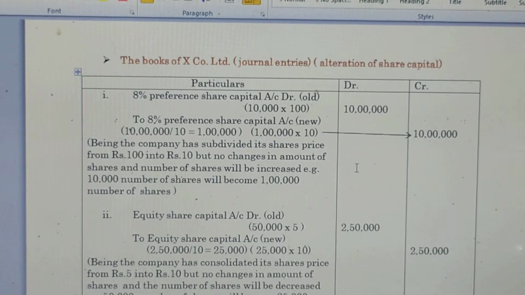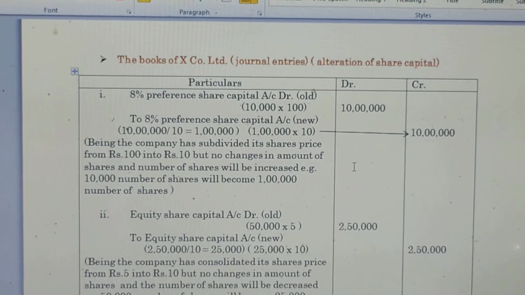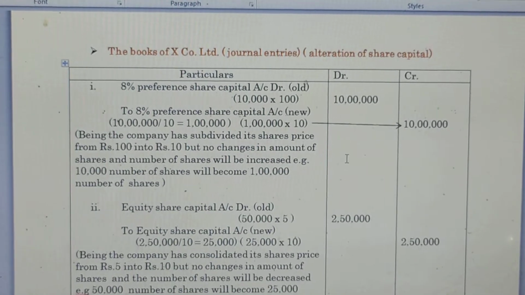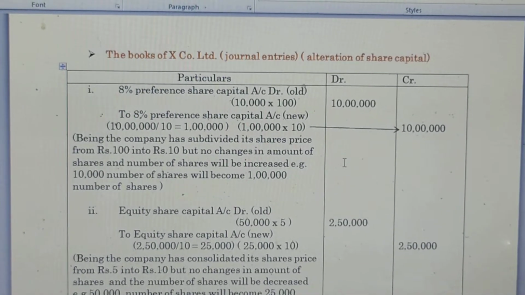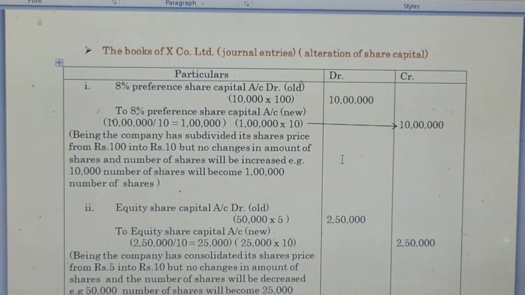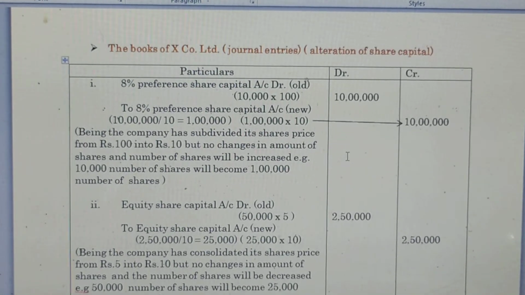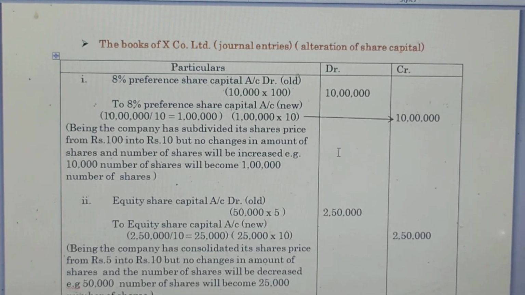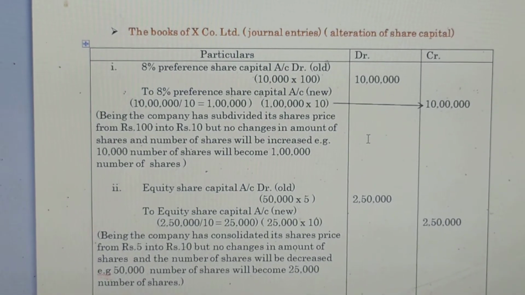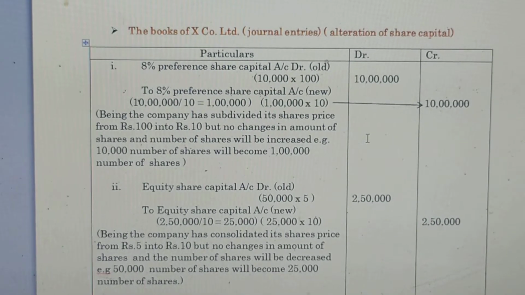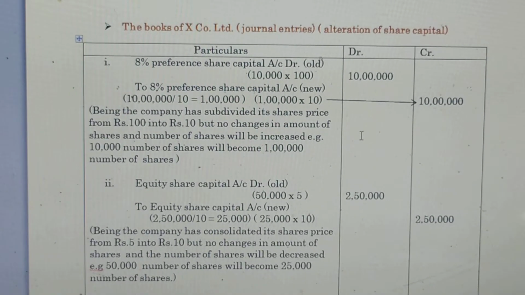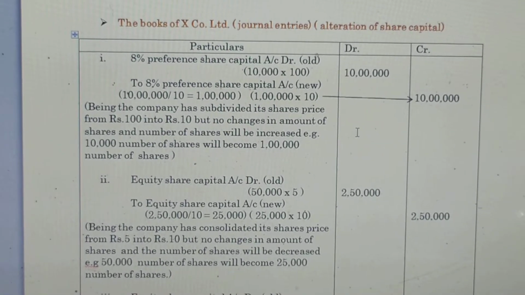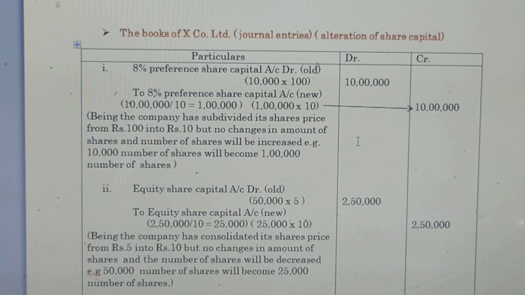Then we are going to prepare the journal entry. The books of X Company Limited, journal entries, alteration of share capital. Actually this question is from alteration of share capital, not capital reduction or internal reconstruction. We are just going to alter the share price and the number of shares. That's all. The first journal entry: 8% preference share capital account debit, old value 10,000 multiplied by 100, the amount is rupees 10 lakhs, which we have to mention on the debit side.